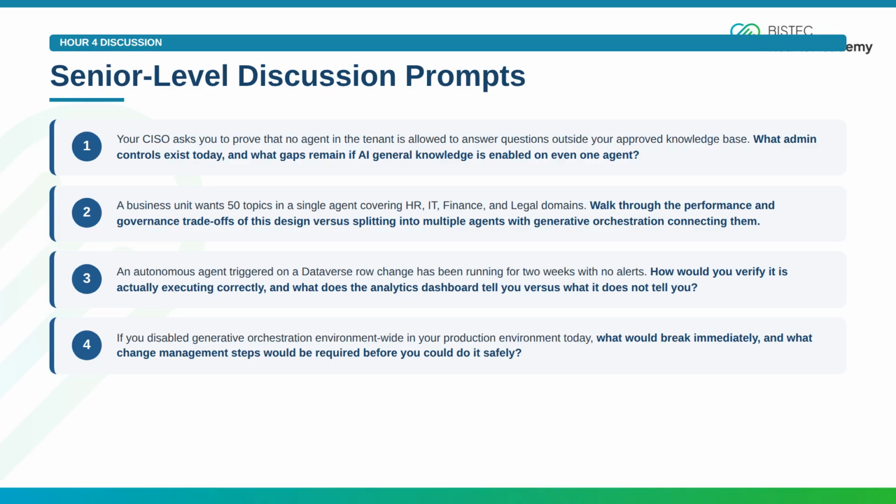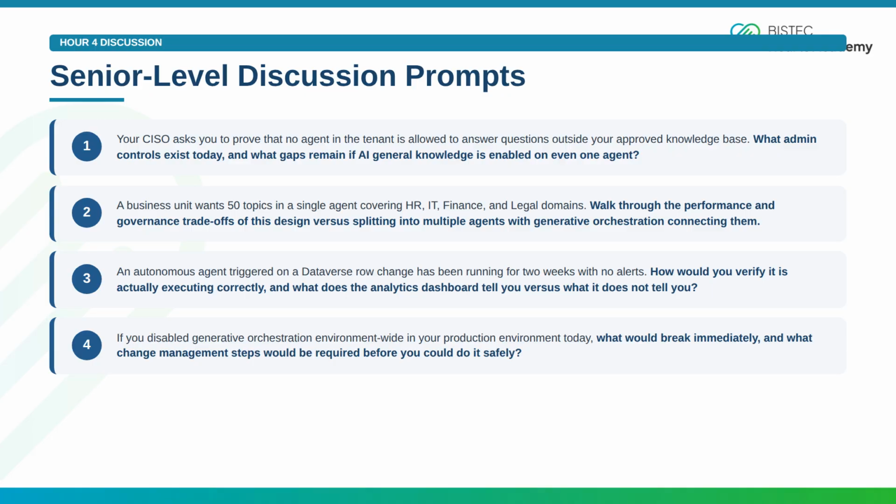Audit all agents and topics. Author trigger phrases for all critical topics in classic mode. Test in a lower environment. Communicate to all authors. The question is not whether you can disable it. It is whether you have done the preparation to do it safely.